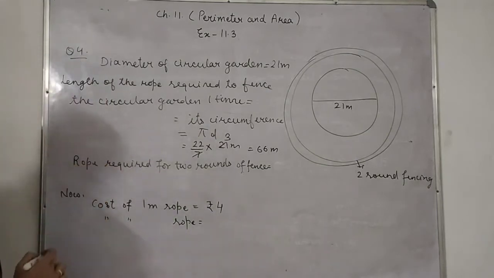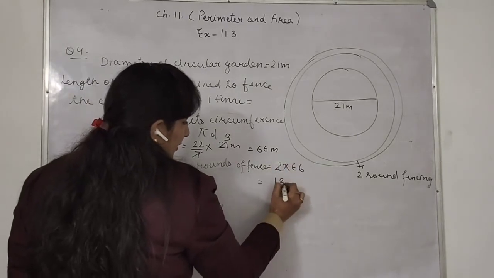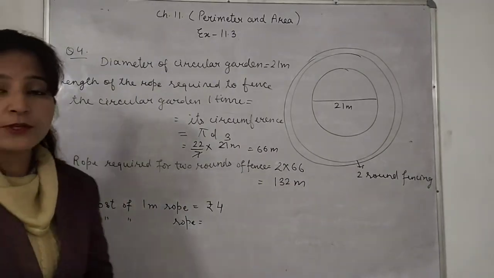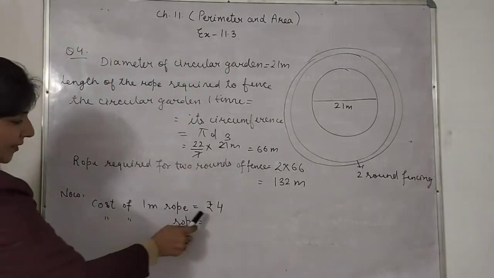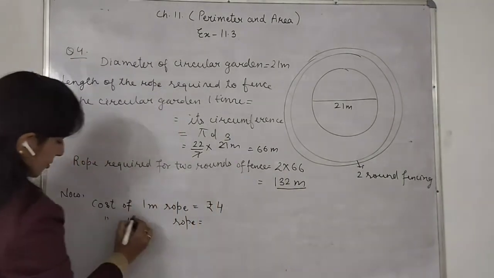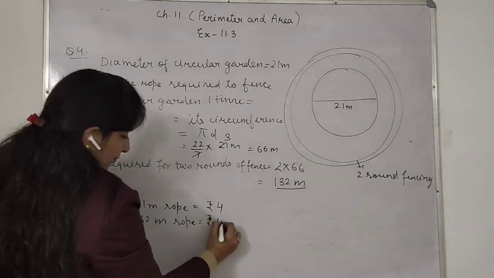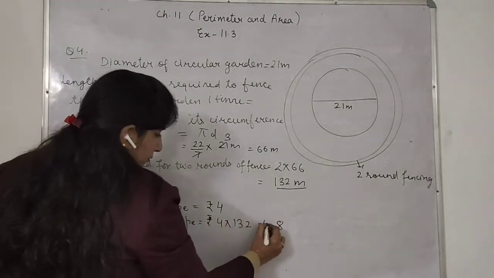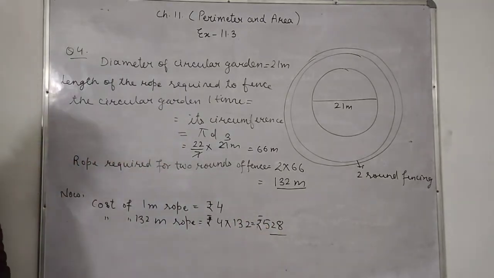Okay. Now rope required for 2 rounds of fence. So we need to multiply it by 2. That is 132 meters. Now we need to calculate the cost as well. What is the cost of 2 rounds of rope? So cost of 1 meter is given, that is rupees 4. So total rope which is required is 132 meter. So cost of 132 meter will be rupees 4 multiplied by 132. So that is 528 after calculation. So this is the answer which we require.